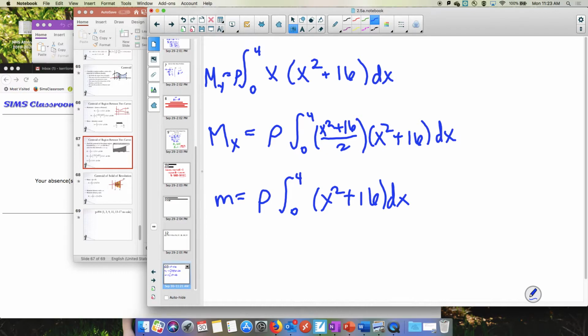Once you get this written down, you four are going to math 9 this up here. Just leave density out for now. You two are going to math 9 the moment about x, and you two are going to math 9 the mass.